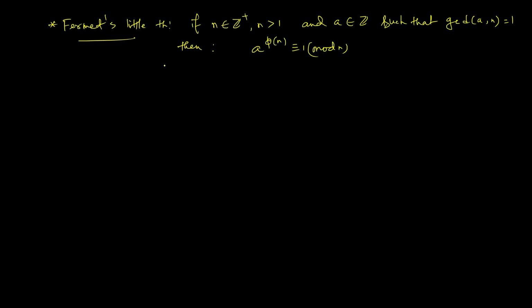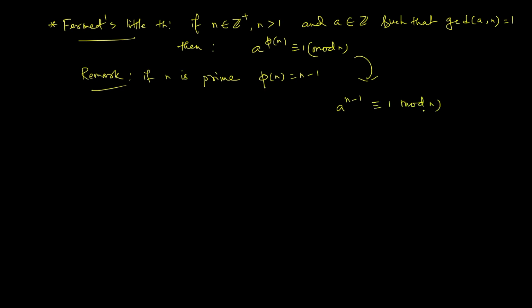In particular, in a remark you can write: if n is prime, then phi of n becomes n minus 1. So this formula becomes a power n minus 1 congruent to 1 mod n. In other words, you can say n divides a power n minus 1 minus 1. A very important formula for number theory.